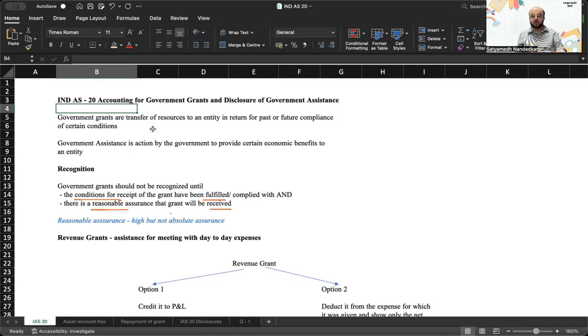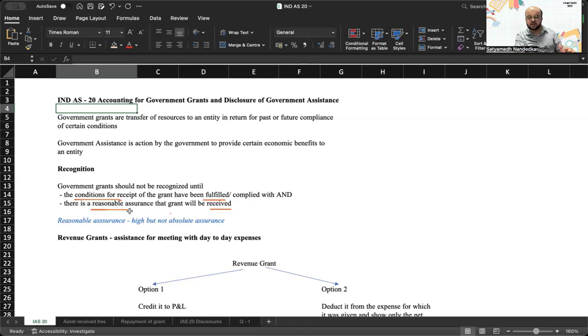The first scenario, where if you indulge in sericulture, the government gives you easy access to certain e-markets for sale of your products, is government assistance. Or if it helps you in social media marketing, that would become a part of government assistance because there is no transfer of economic resources. You are only getting economic benefits by some action of the government. So, IND AS 20. The first part that we'll be focusing on is government grants.